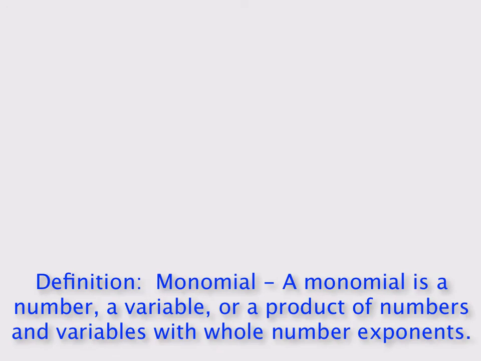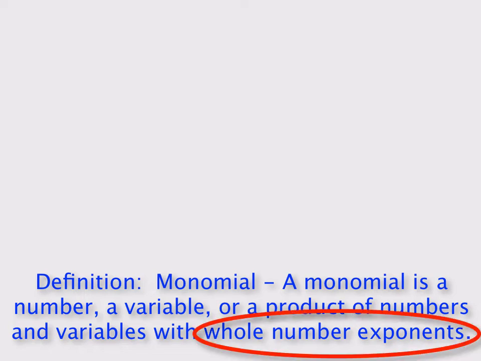Alright, before we dive right into polynomials, it's going to be important to define exactly what they are. So to do that, we're going to have to start a little simpler. Let's first define a monomial. A monomial is a number, a variable, or a product of numbers and variables with whole number exponents. And recall, whole numbers are non-negative integers. So whole numbers are 0, 1, 2, 3, 4, etc. That is, no fractions, no negative numbers as our exponents.